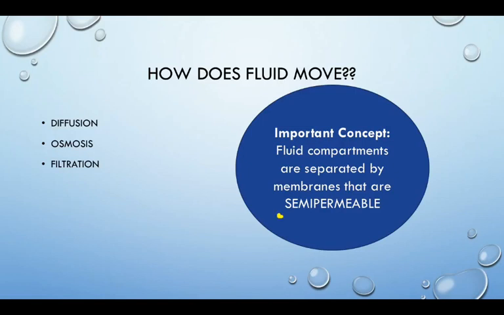One of the things you have to keep in mind here is that fluid compartments in the body have membranes that are semi-permeable. That means that some things will move through and some things won't. Sometimes water will move through and solutes won't. Sometimes solutes will move through, and sometimes fat can. It just depends on what kind of membrane it is and what actual movement process is occurring.